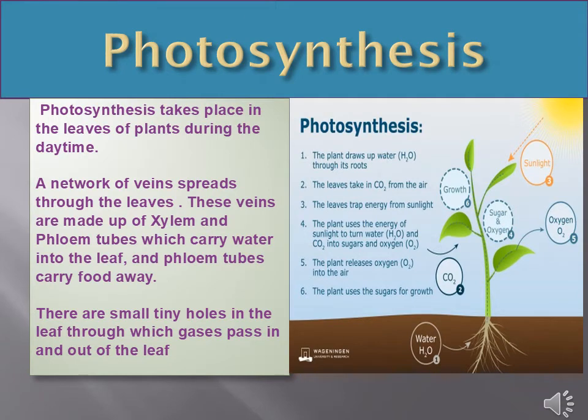Photosynthesis takes place in the leaves of plants during the daytime. A network of veins spreads through the leaves. These veins are made up of xylem and phloem tubes. Xylem tubes carry water into the leaf, and phloem tubes carry food away. There are small tiny holes in the leaf through which gases pass in and out of the leaf.